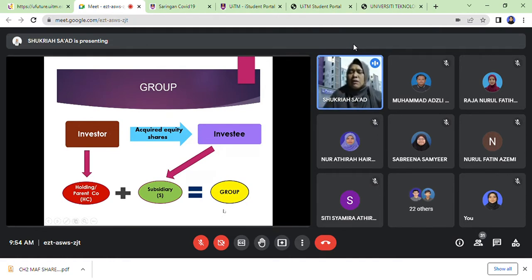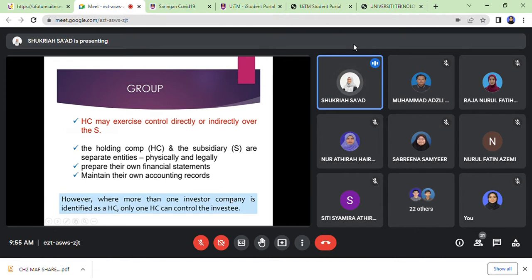Okay, so the thing that you must be aware of here is that when you are dealing with consolidation, a group is always comprised of holding and subsidiary only. Okay? Ni, holding dengan subsidiary saja yang akan form group. Tak masuk associate, tak masuk simple investment. Hanya holding and subsidiary. Jangan nak masukkan term associate dalam group. Group hanya comprises of these two, holding and subsidiary.